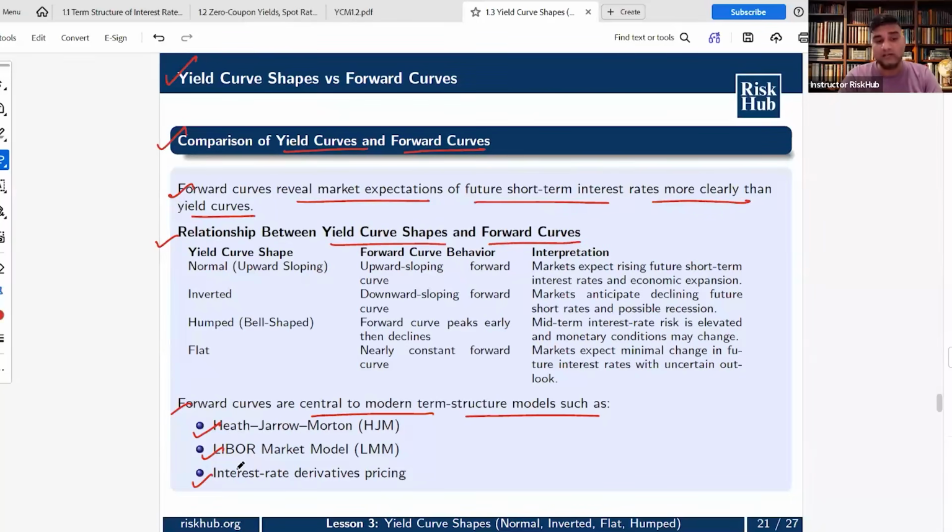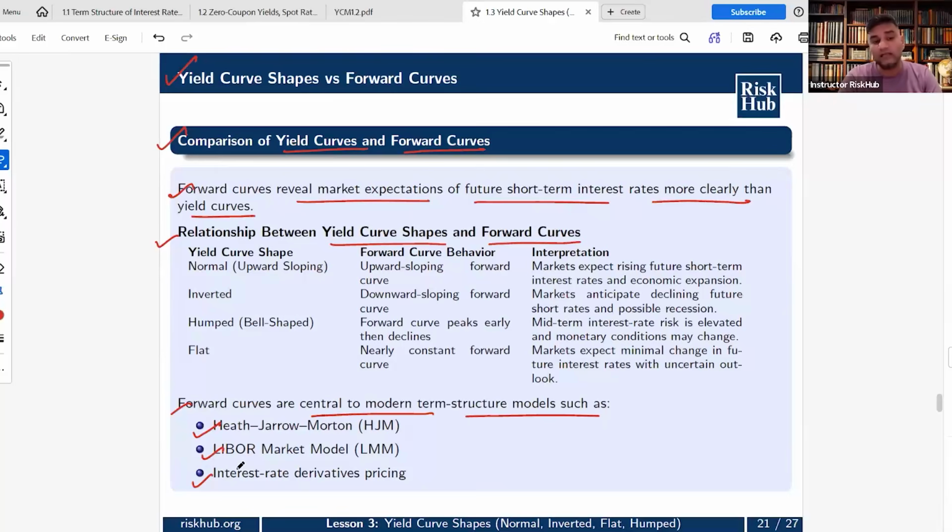The table gives 3 columns: yield curve shape, forward curve behavior, and interpretation. In the 4 rows, normal maps to an upward sloping forward, inverted maps to a downward sloping forward, hump maps to a forward that peaks early then declines, and flat maps to a nearly constant forward. The one thing it shows is that the forward curve exaggerates the shape already present in the spot curve. The relationship between spot and forward is arithmetic.